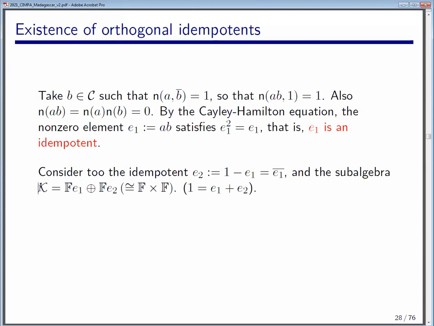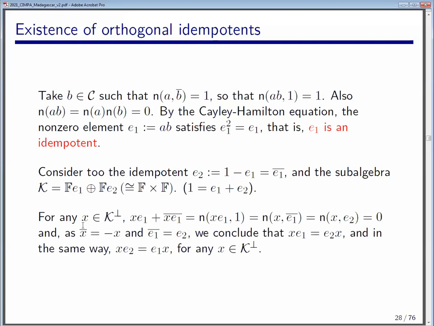Now we have a 2-dimensional subalgebra, K. And you can check easily that the norm restricted to this subalgebra is non-degenerate. So this is a nice proper subalgebra, and we can apply the Cayley-Dickson doubling process. And we can take, therefore, the orthogonal complement and choose suitable elements in the orthogonal complement. So now take any element in the orthogonal complement.